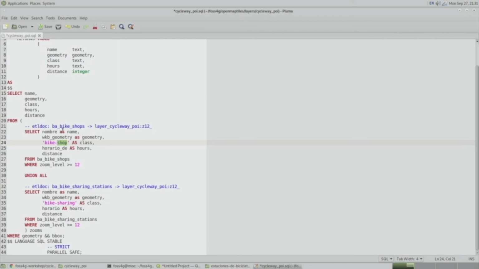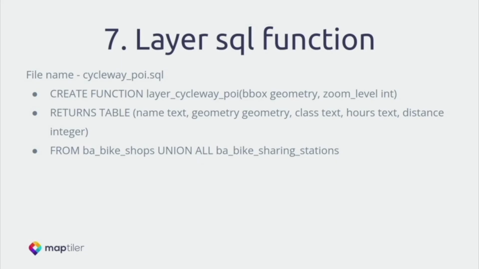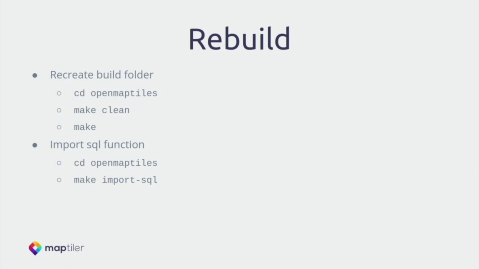We also rename the fields. So nombre will be name in the table, WKB geometry will be just geometry, and horario will be hours, and in this table hours are under the name horario. So we will just rename it, and of course the distance. I'll save the file. So I already described what's in the SQL function.